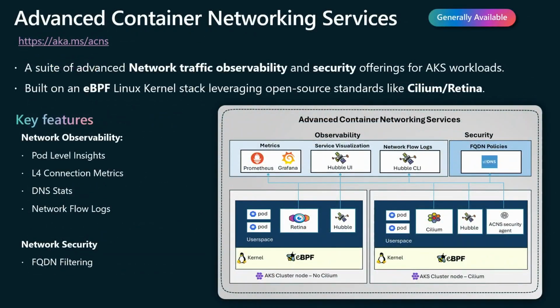And then finally, with the Azure Container Networking Services, we're bringing in a lot of network observability using eBPF. And in particular, from a security perspective, you can do FQDN-based filtering, which can allow you to restrict the kinds of traffic you'll allow out and into your cluster.